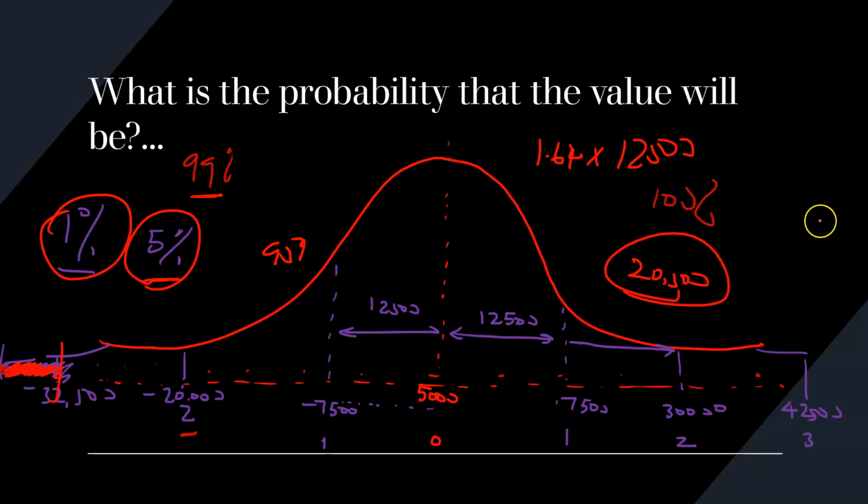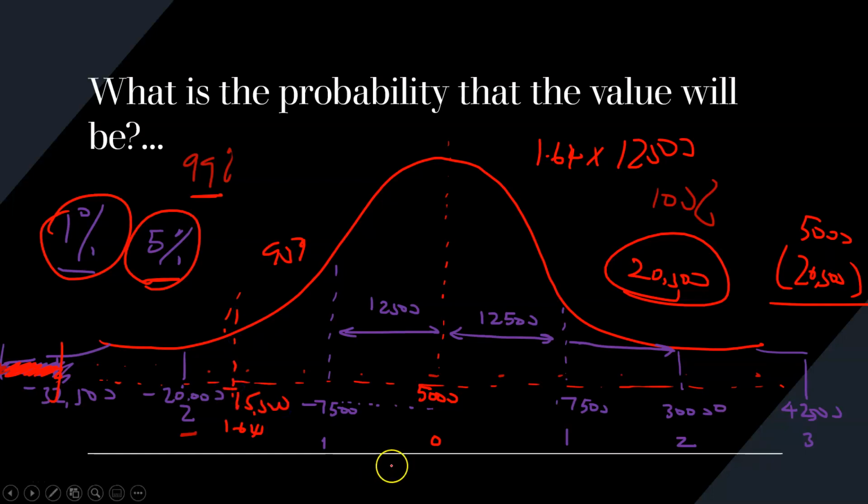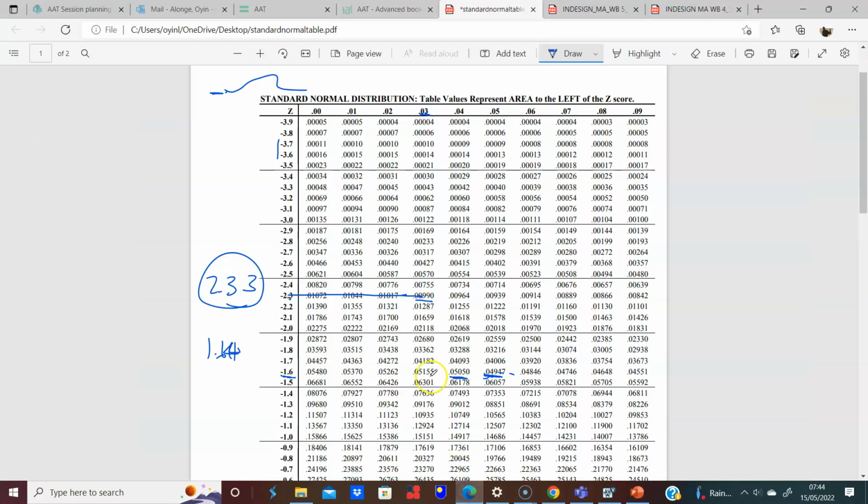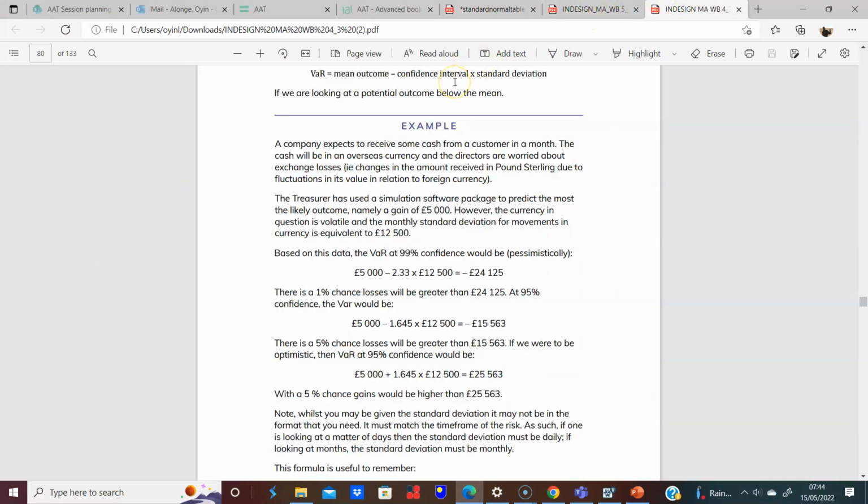So if you start at 5,000, you could end up as low as 15,500. You could end up as low as, something along those lines. But you can see 1.64 was always going to be around here, isn't it? So let's go back to the text and see what the argument is.